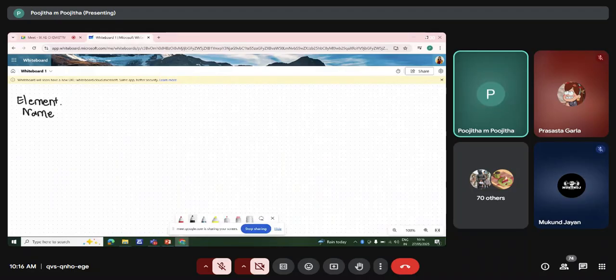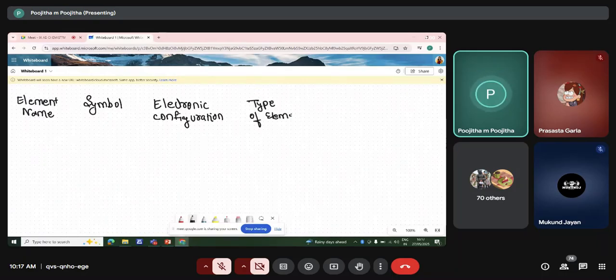Element name, symbol, electronic configuration, type of element. Type of element means whether it is metal, non-metal, metalloid, noble gas, that you will write. Okay. Valency. We'll write for the first 20 elements.